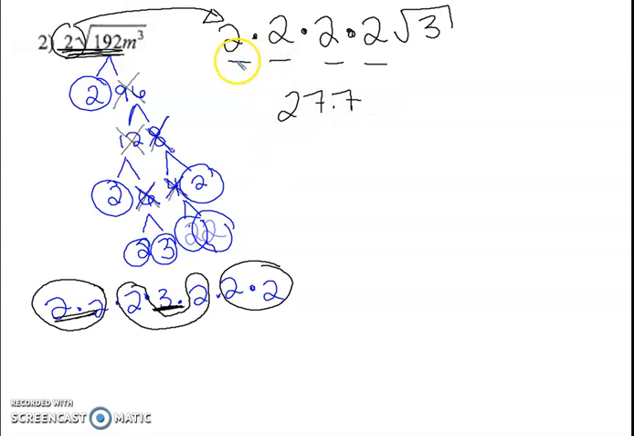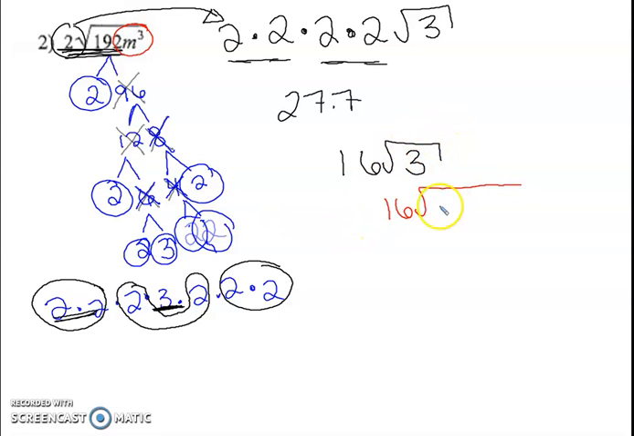So what is 2 times 2 times 2 times 2? 16. Square root of 3. But I also have these m's under here. What does m to the third really mean? Does it mean 3m or does it mean m times m times m? So how many pairs of m's do I have? 1 pair of m's.